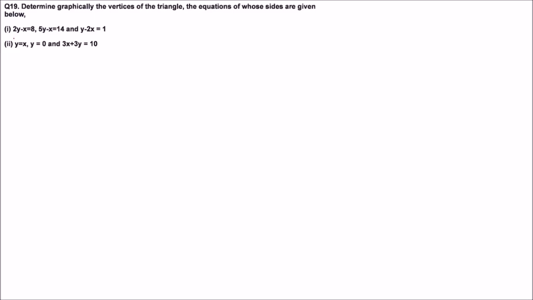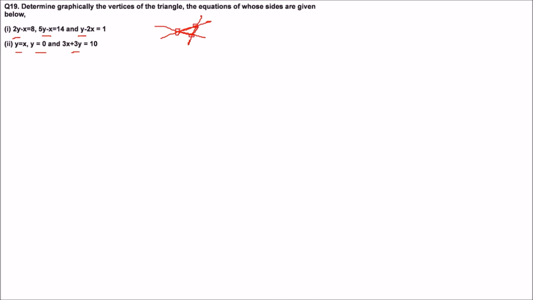Now these are three lines. Linear equations mean these are straight lines. When you draw these three lines like this, one, two, three, a triangle is formed by these three lines, and these are the vertices of this triangle. So we have to find the vertices of the triangle.